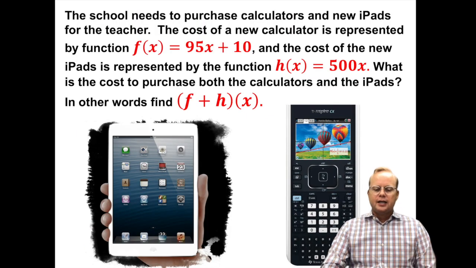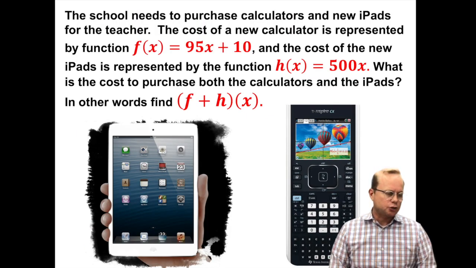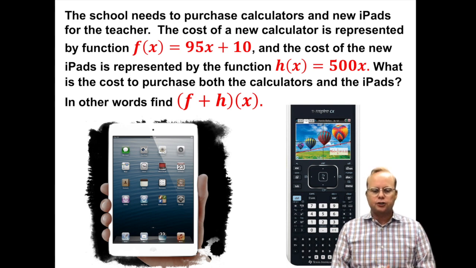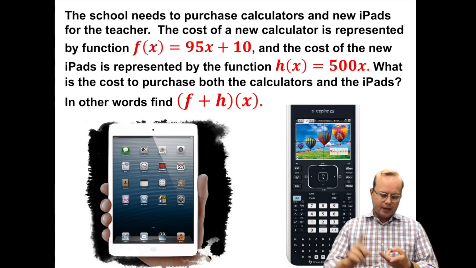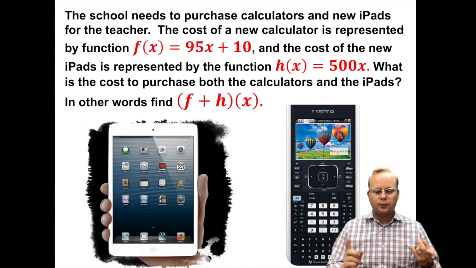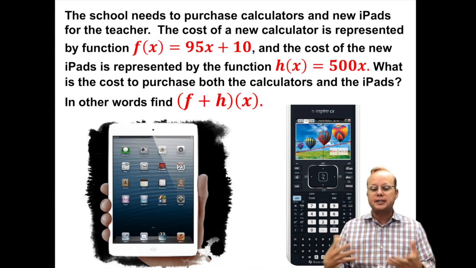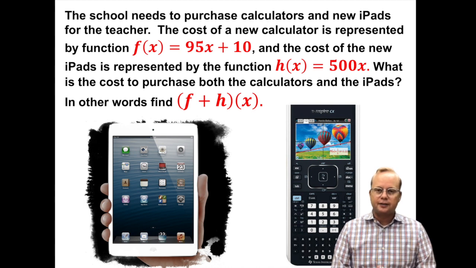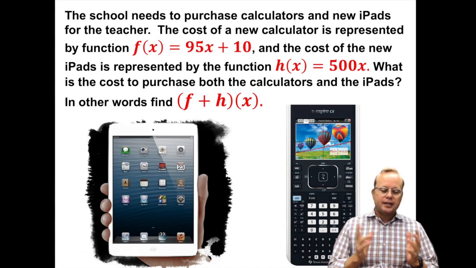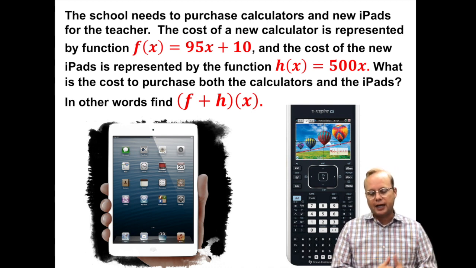All right. Now, here's our real life situation, right? A teacher at the school wants to get an iPad and wants to get a TI Inspire. Okay, well, the function of the TI Inspire is 95x plus 10, right? $10 for shipping, $95 to buy the item. And then the iPad is $500, so just 500 times x.